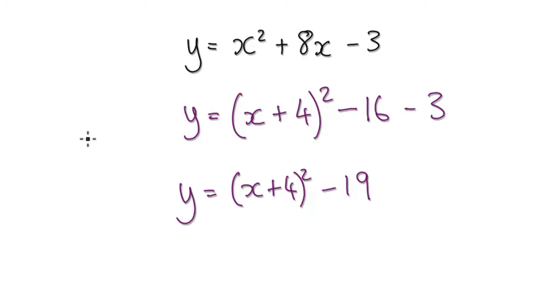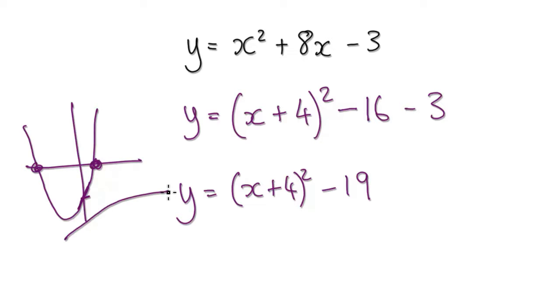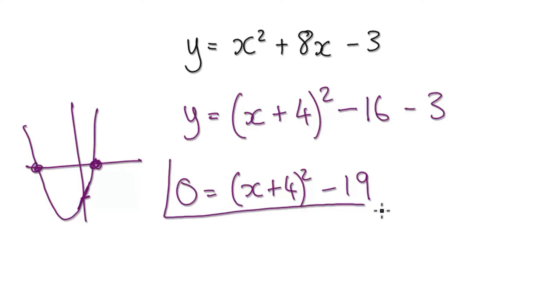So this is what we've got at the moment. Our graph looked something like this earlier. We want to find these two points. Well, at these two points, the y value will be 0. So let's put 0 into the y. So that would then be this. Once you've got into this form here, you can easily rearrange it to make x the subject. So add 19 equally to both sides. That will then give you this.